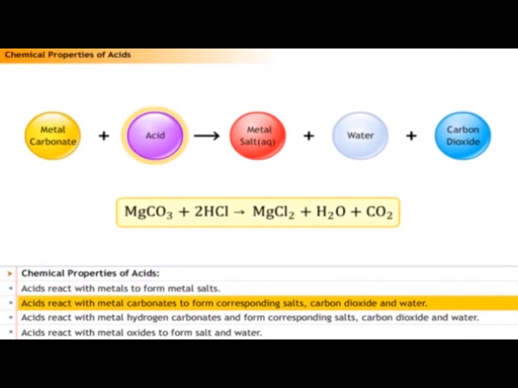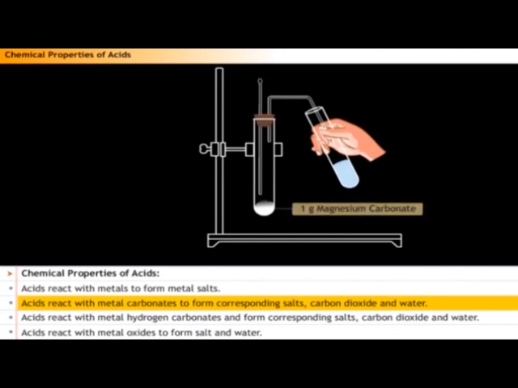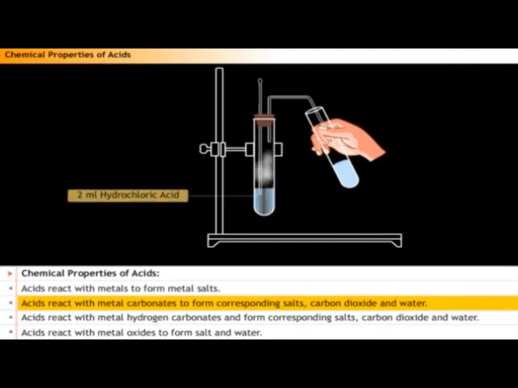Acids react with metal carbonates to form corresponding salts, carbon dioxide and water. Try this experiment. Take 1 gram of magnesium carbonate. Now pour 2 ml of hydrochloric acid into the test tube, you will observe that a gas evolves.